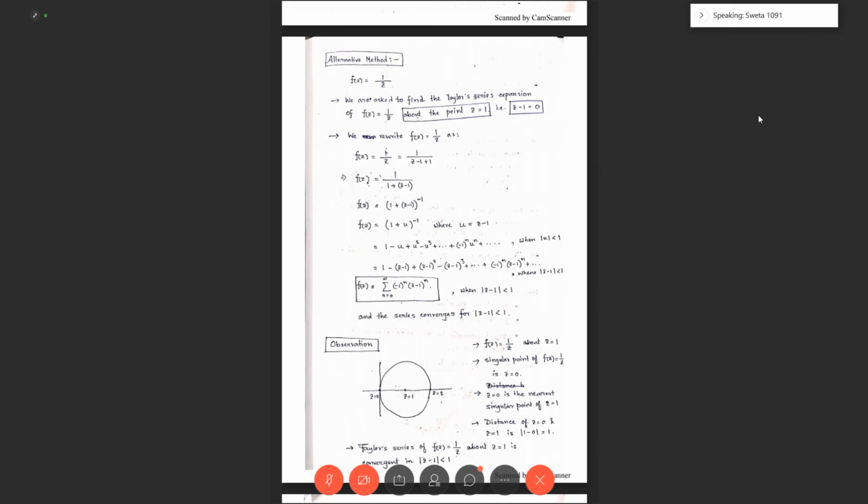Z equal to 1 is the point about which you have to find the Taylor series, and the nearest singular point is z equal to 0. So the distance between z equal to 1 and z equal to 0 is 1 unit. So 1 unit is the radius, right? Thank you. Yes, sir.